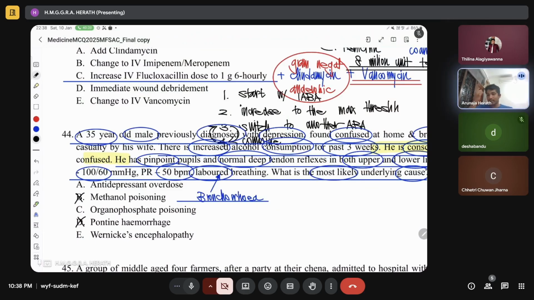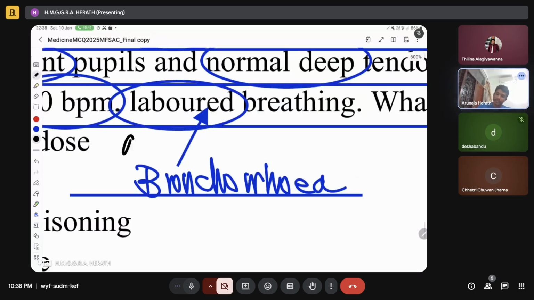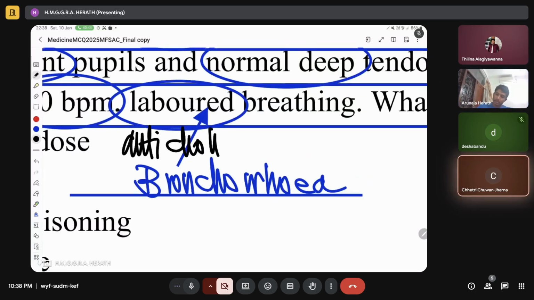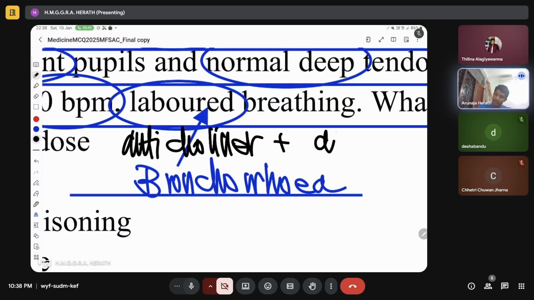It can be a mixture of anticholinergic and adrenergic. Right? An adrenergic mixture is what comes.